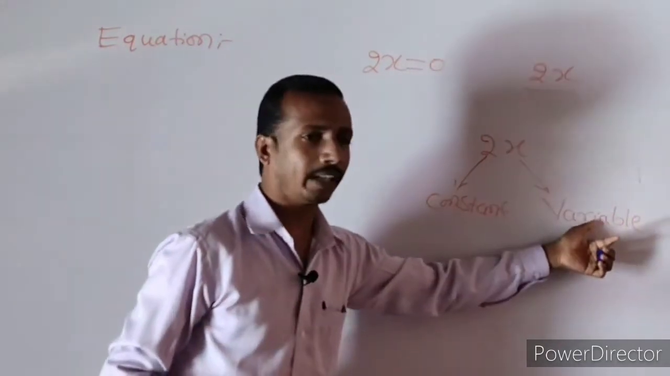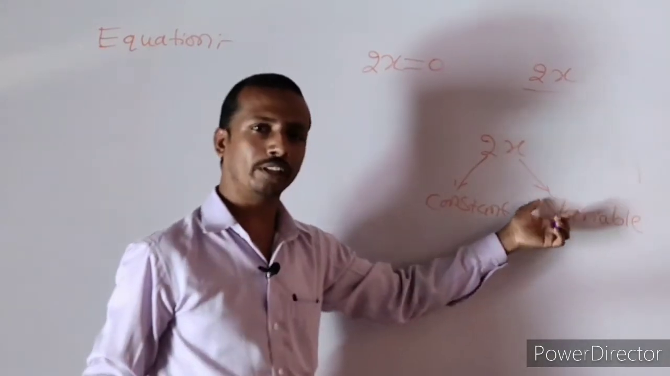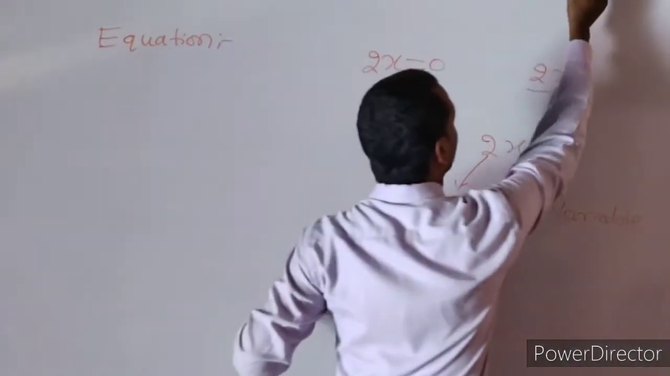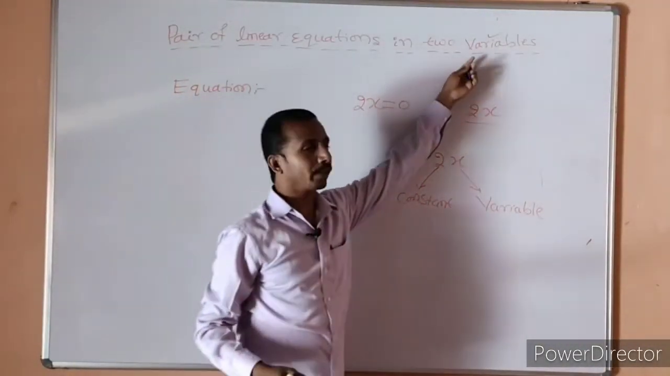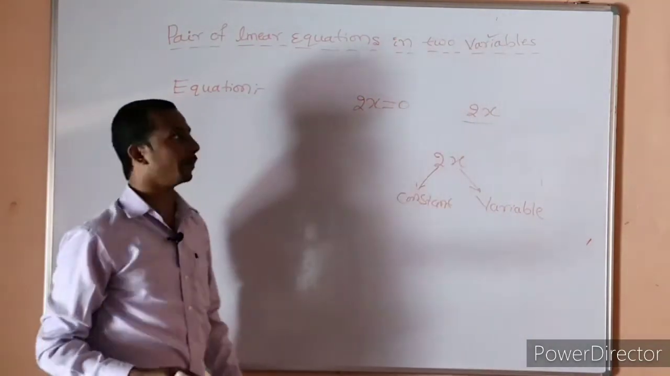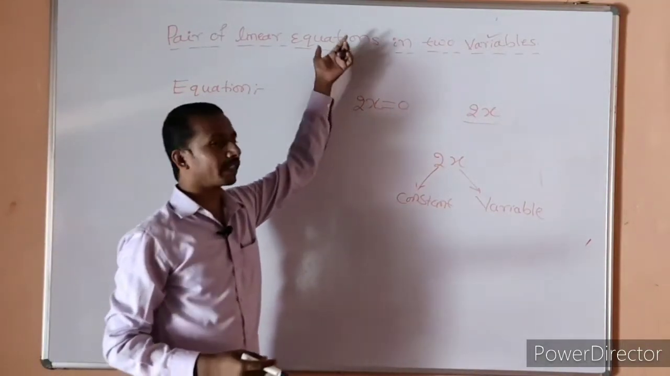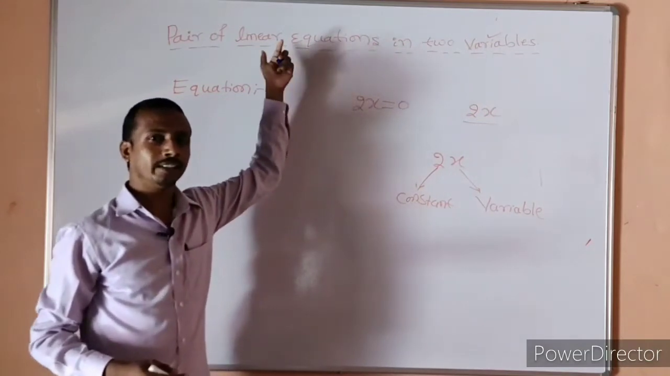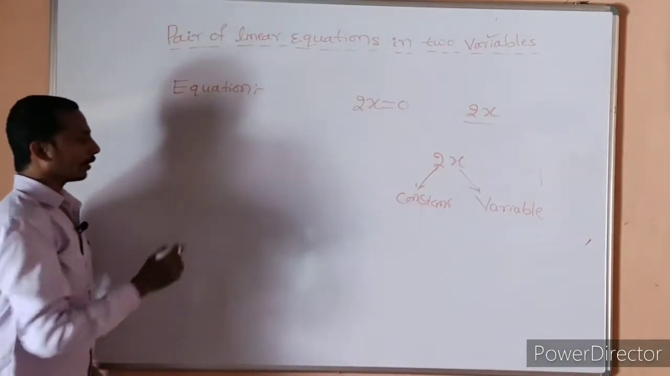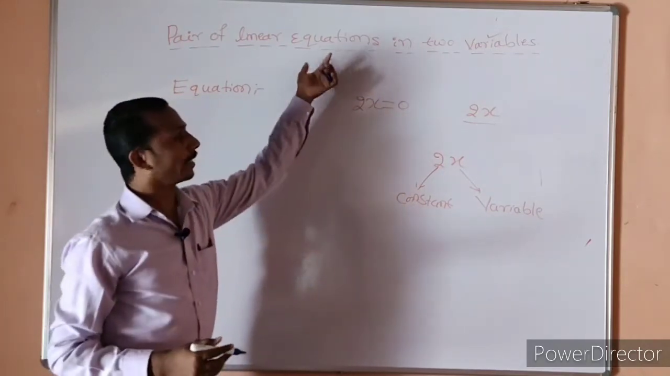Then x is a variable. Variable means a literal number which changes its value according to the situation. Next, an equation means an algebraic expression which has an equal sign. Then linear equation. A linear equation means an equation in which the highest degree of the variable is 1.